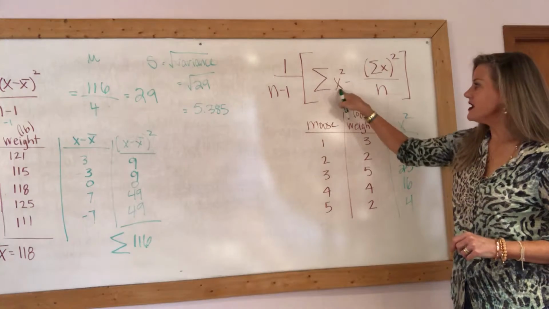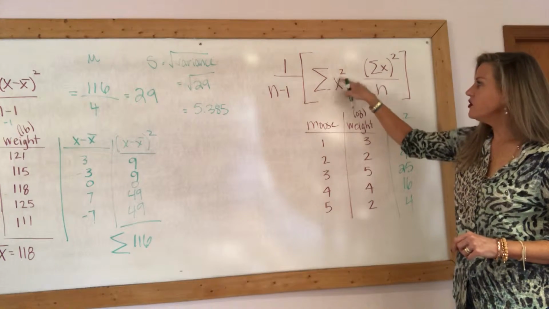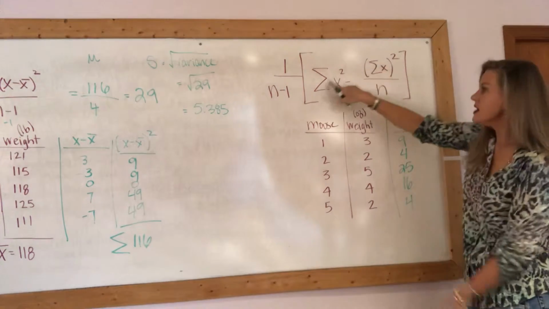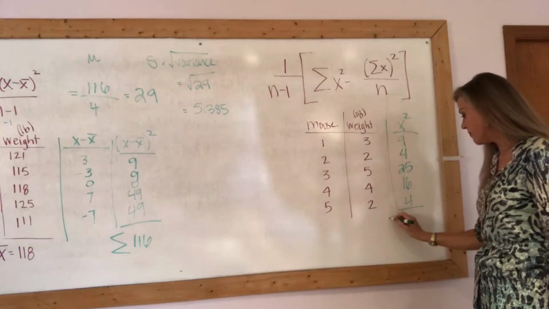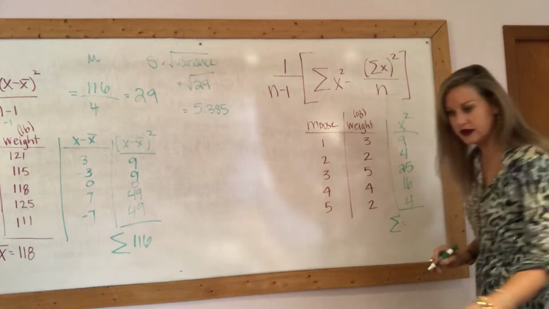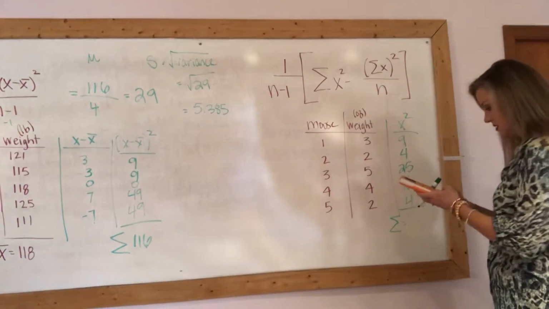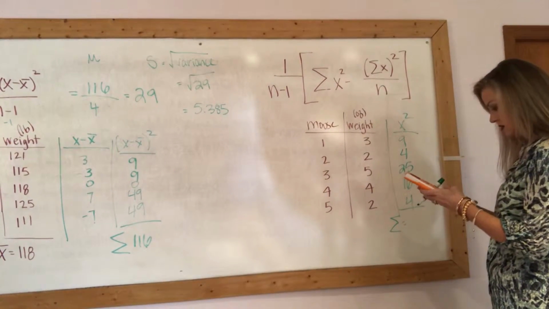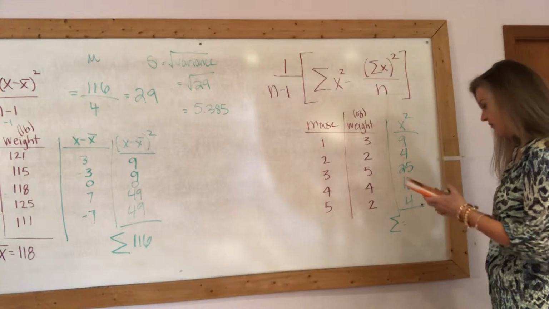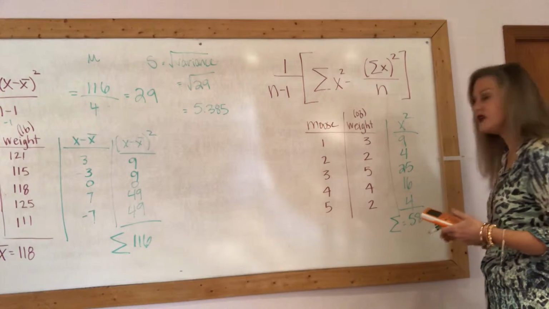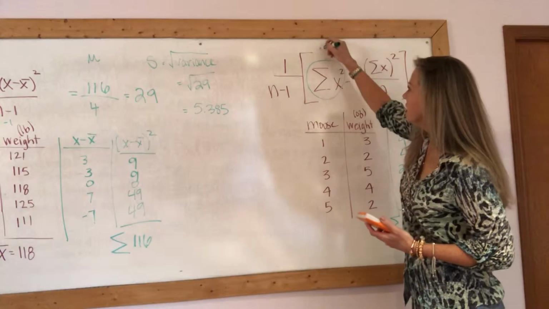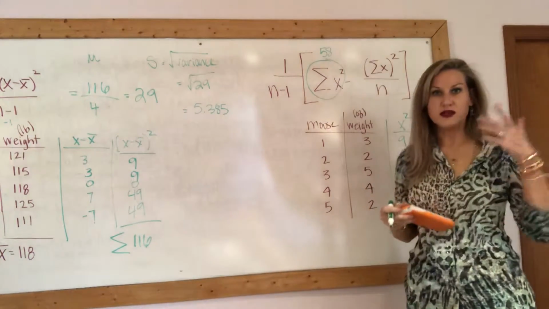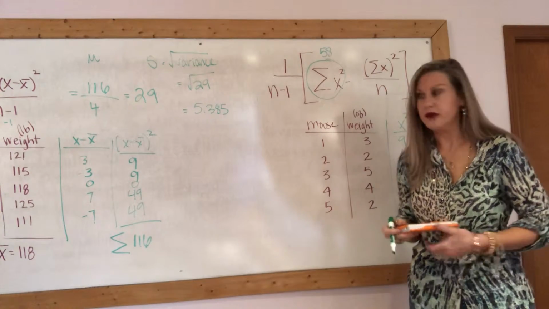Then this piece says, okay, after you have squared them, now add them up. All right, so the sum of this column is 58. So this value right here is 58. That's what that number is going to turn out to be.